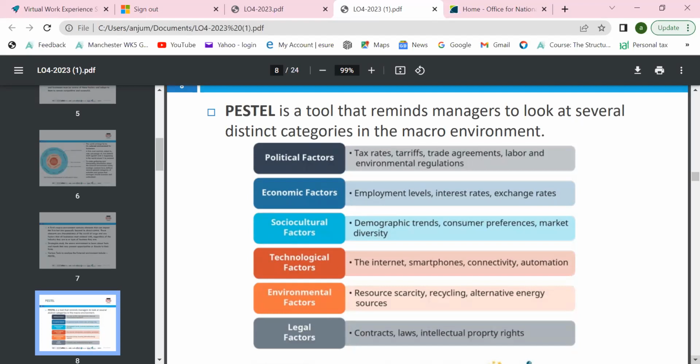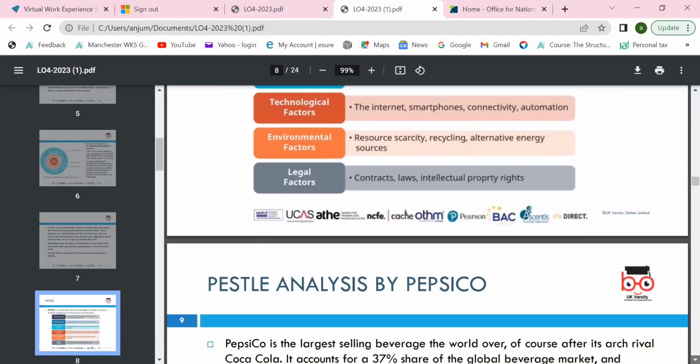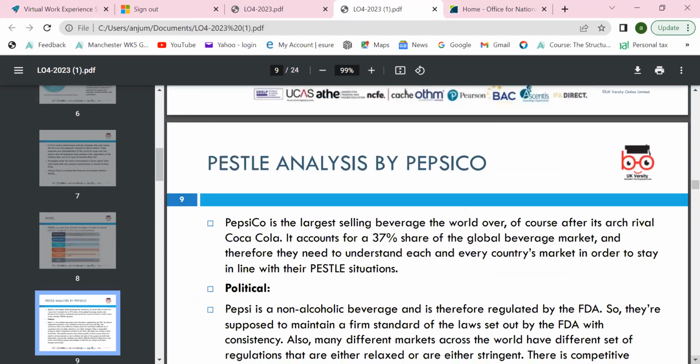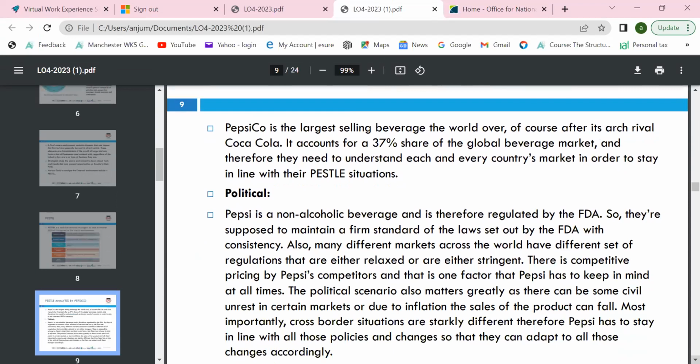So environmental factors: resource scarcity, recycling, and at the moment, sustainability. Legal factors: we need to look at different laws and legislation, depending on the industry. We can look at PepsiCo, the largest such organization in the world. Politically, Pepsi is a non-alcoholic beverage. We can look at what the new rules are. We have a sugar tax on Pepsi. That's why Pepsi prices went up, especially in the UK.